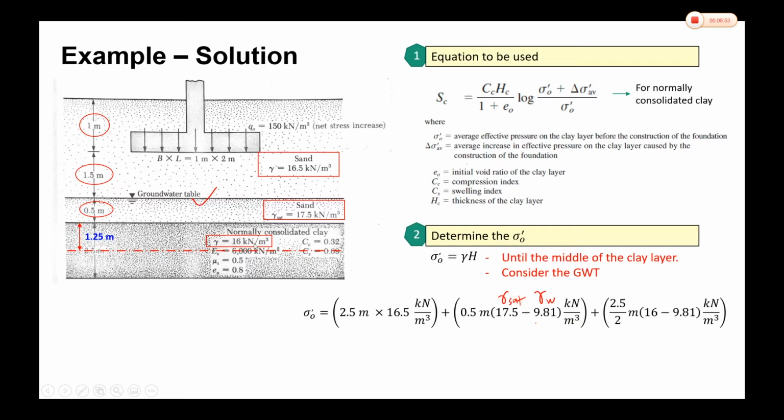So this is the middle line for the clay layer. And then you have the unit weight is 16 here. Still, it is under the groundwater table. Alright, so we need to consider that situation. So the 16 is minus the unit weight of water 9.81. Then you can get the stress prime naught here. Okay, the effective pressure on the clay layer before the construction of the foundation.